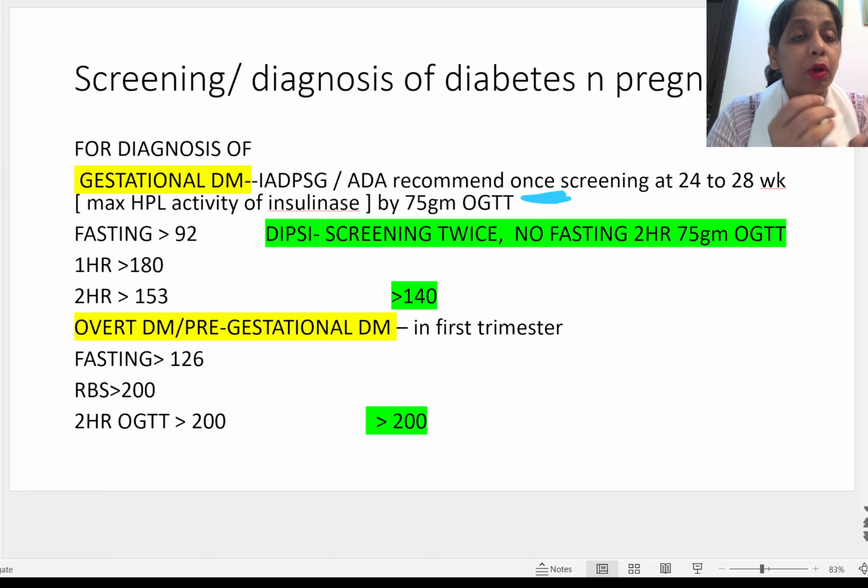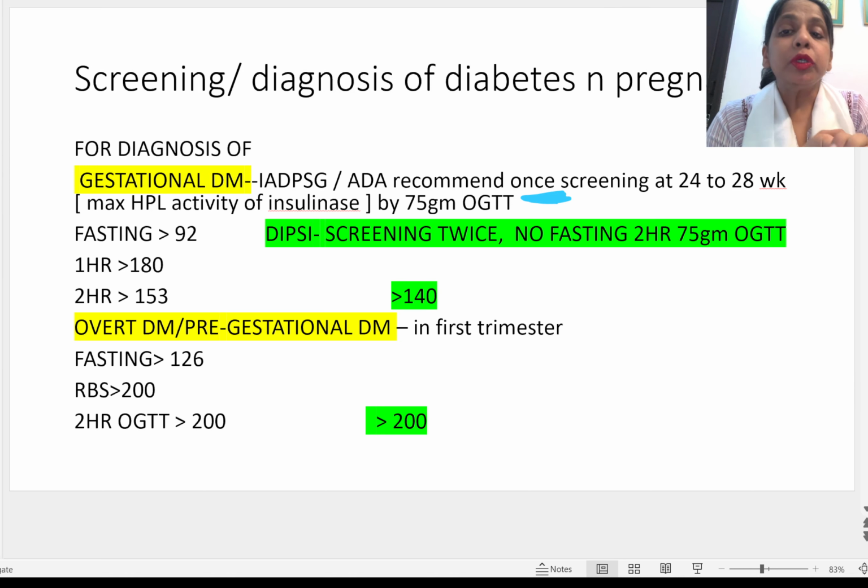So because the activity of human placental lactogen is maximum after 24 weeks, and the patient is more prone to hyperglycemia then, they say to screen the patient only once in the whole nine months, that is, in 24 to 28 weeks. The test they recommend is the 2 hour 75 gram oral glucose tolerance test. We need to tell the patient to come fasting, and we take three values: fasting, 1 hour and 2 hour.